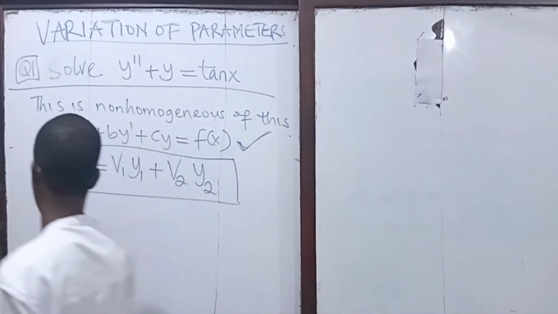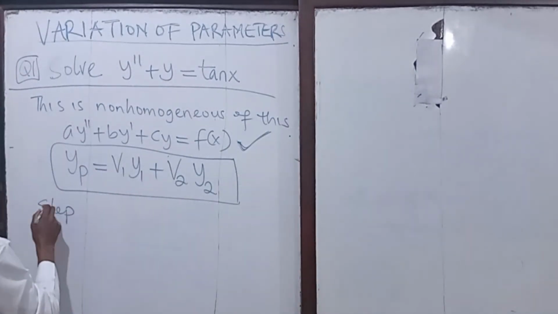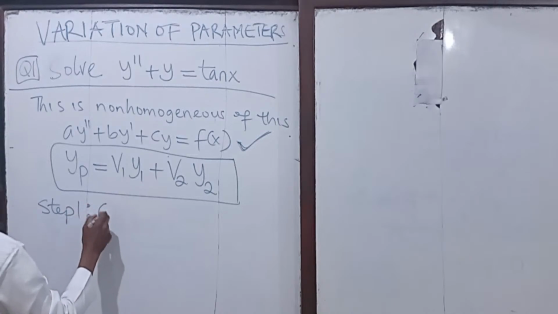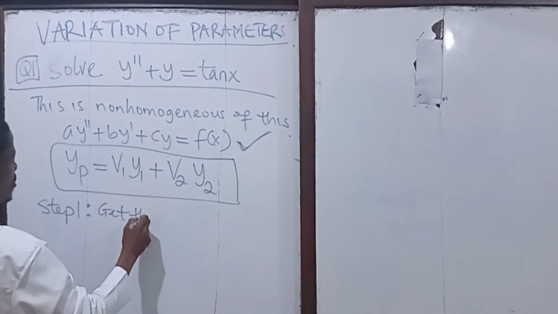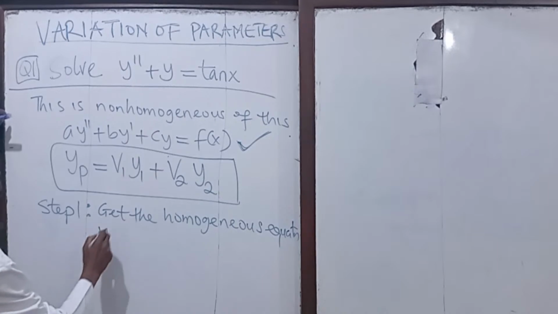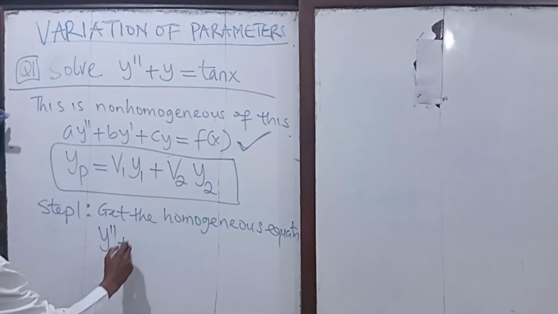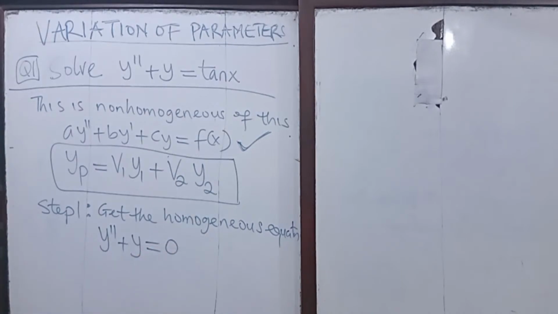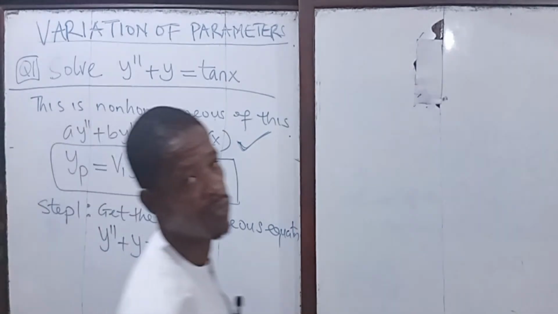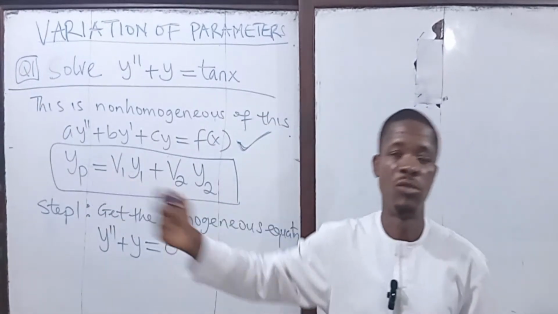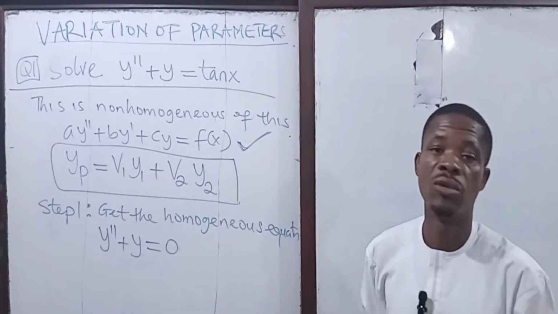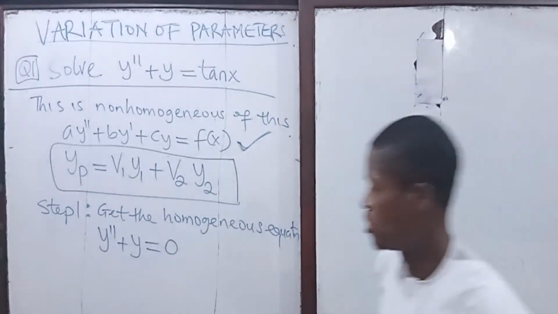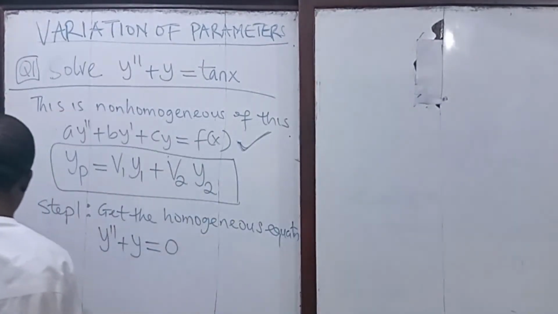So step one, get the homogeneous equation. The homogeneous equation will be second differential plus y equal to 0. That's the homogeneous equation. The left hand side of the differential equation must be equal to 0, otherwise the equation becomes non-homogeneous.